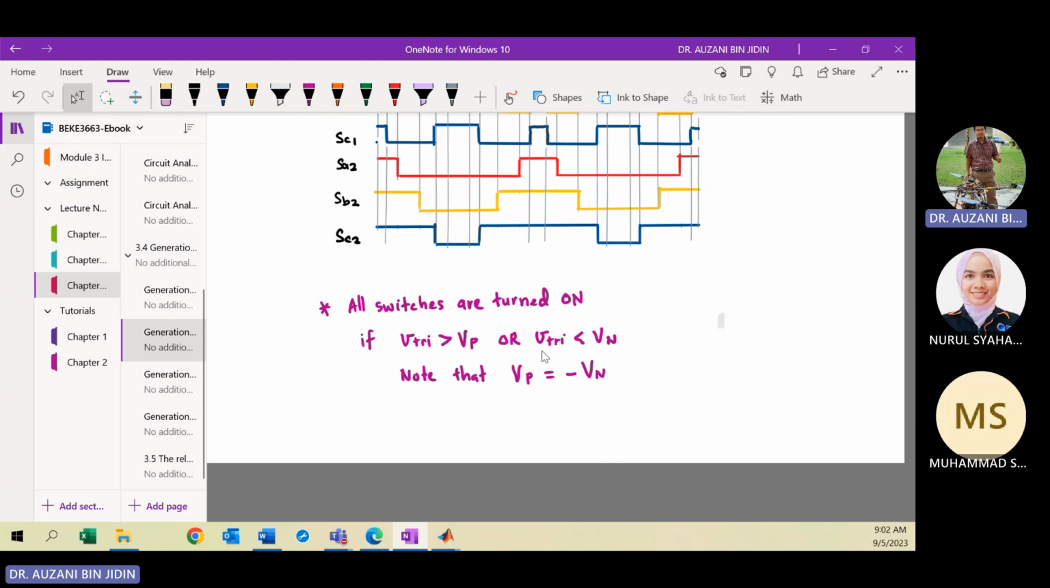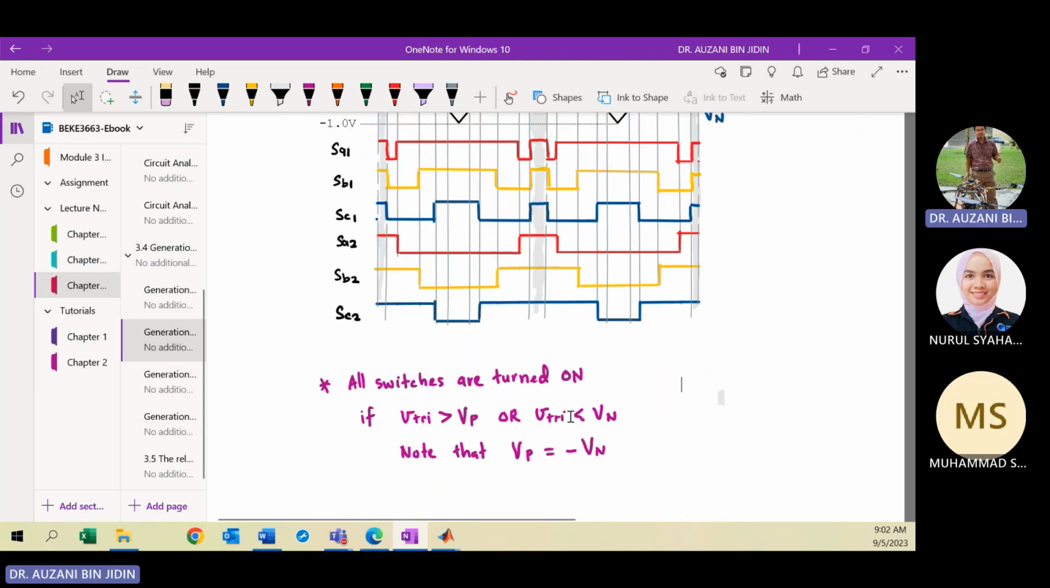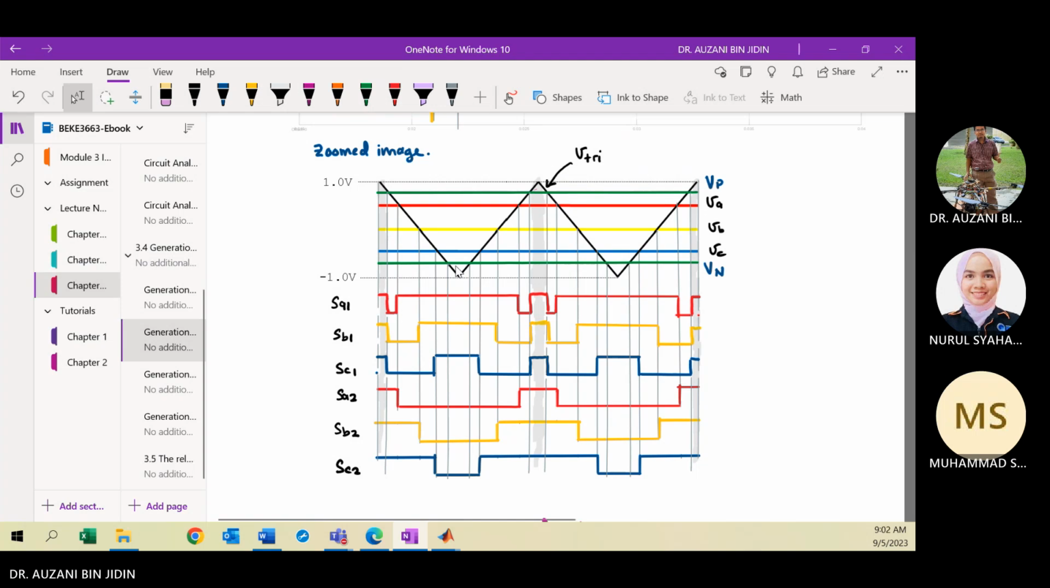Okay, you have two conditions to be fulfilled. One is triangular larger than VP, another one is triangular less than VN. Then for triangular less than VN, maybe I need to color this one first. So this is for the first condition. For VN, VN larger than triangular, so it means here, right? Here also. So maybe you can extend here, color.